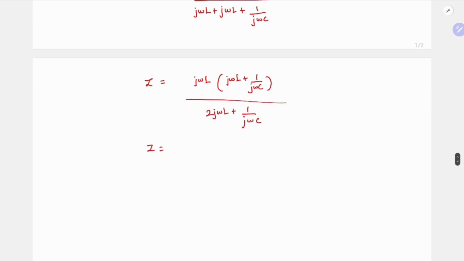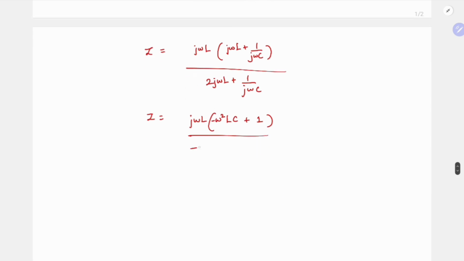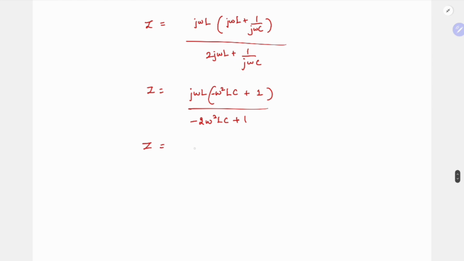So if I were to simplify this, let's multiply both numerator and denominator by j omega C. Then I'll get j omega L into this, times j omega C, is minus omega square LC plus 1, right? Because j into j will give me a minus term. Similarly here it will be 1 minus 2 omega square LC. So my Z is equal to (1 minus omega square LC) into j omega L divided by (1 minus 2 omega square LC). Now I want this to tend to infinity.